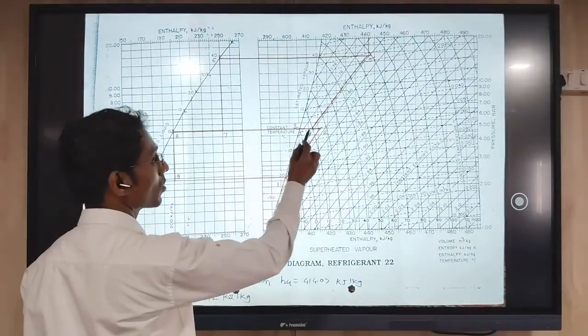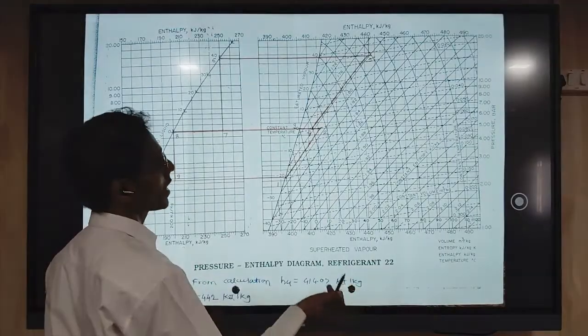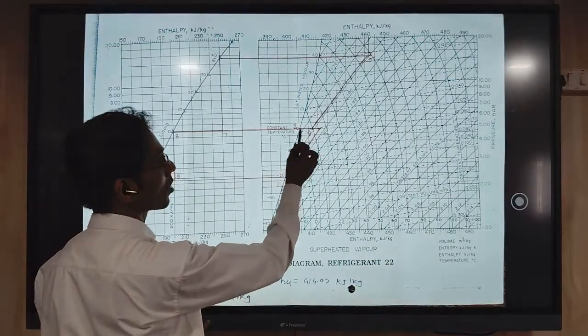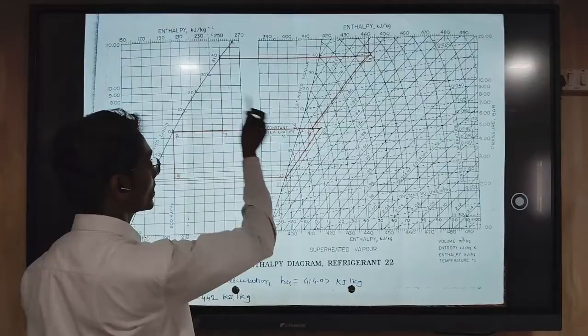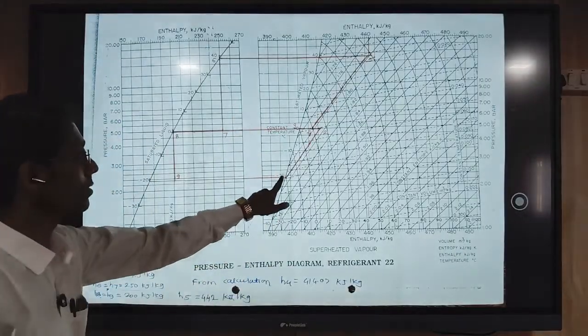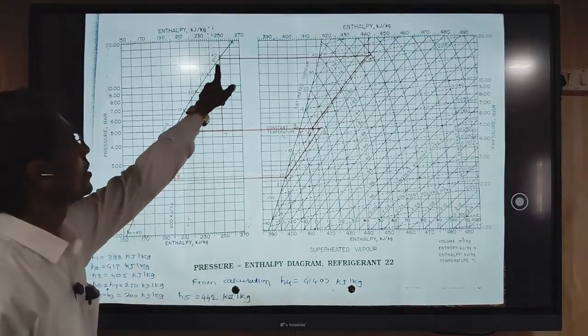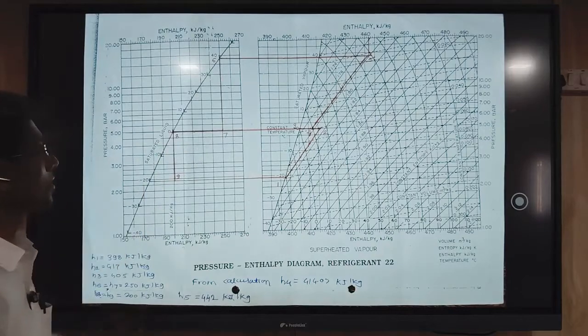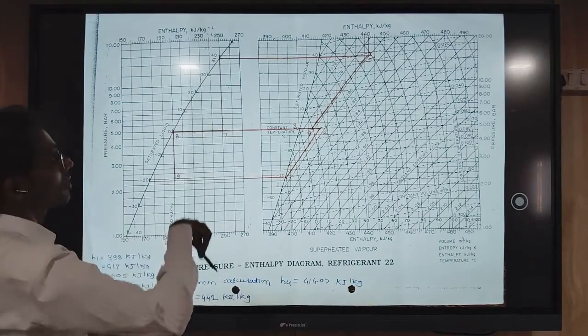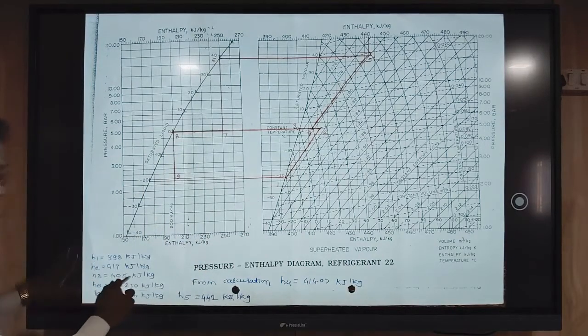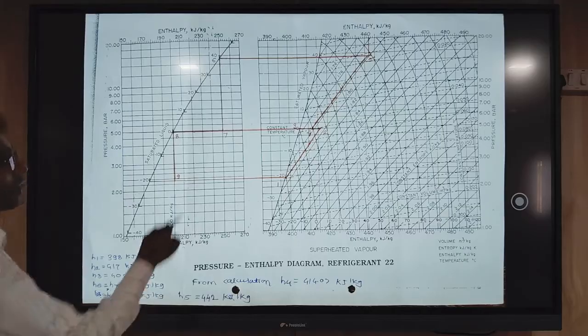About point number 4, we will see after the calculation, because point number 4 is not on a saturated line. On the saturation line are point number 1, point number 3, point number 6, and 8. All these enthalpies are mentioned here, which are obtained from the chart, and we will enlist these enthalpies in the next slide.